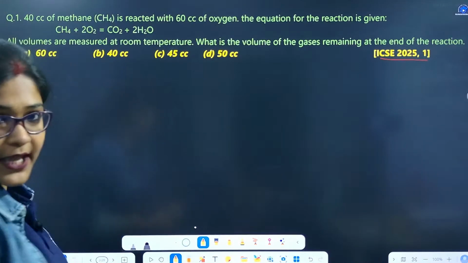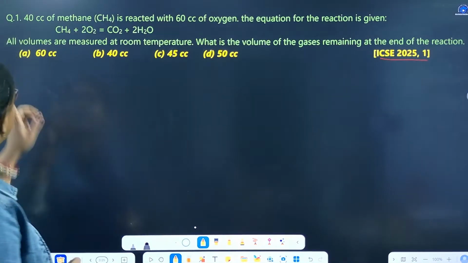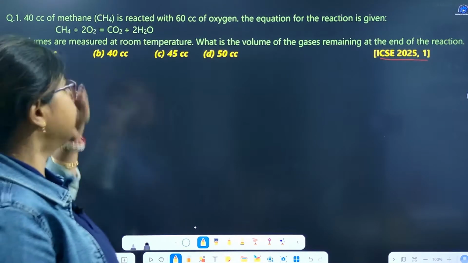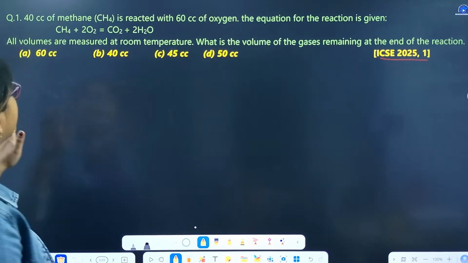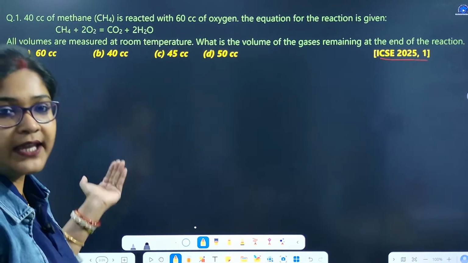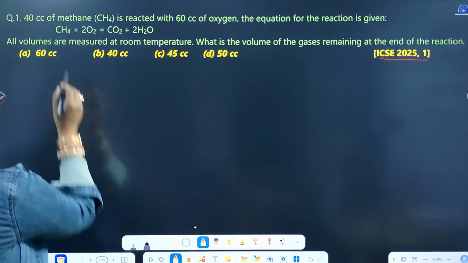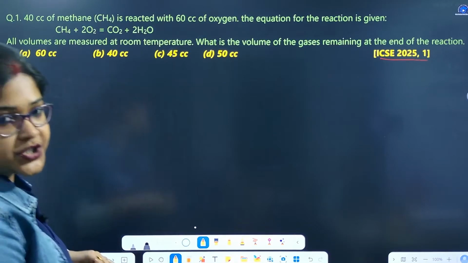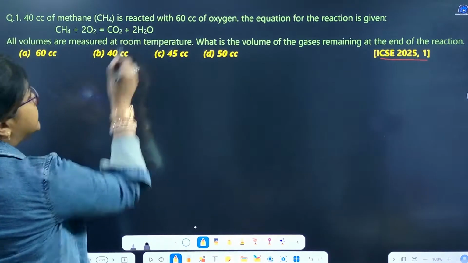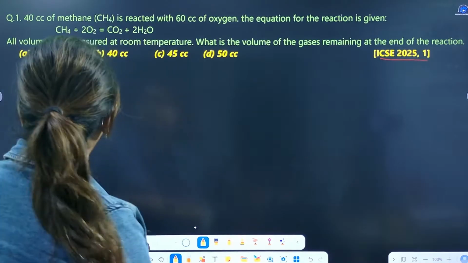सो देखते हैं क्वेश्चंस को क्या बोले हैं. The equation is given which you can see is the burning of methane and oxygen, right? So when methane is burning in oxygen, it is giving you what? Carbon dioxide and water. Okay?